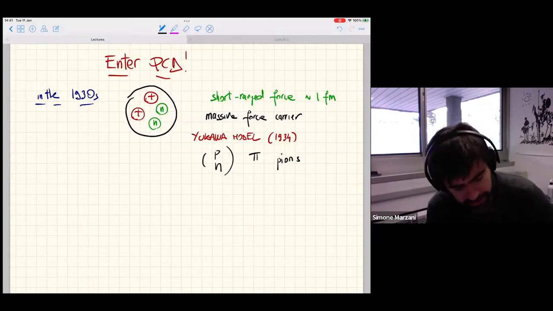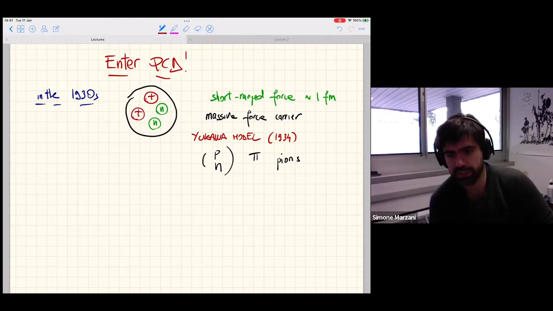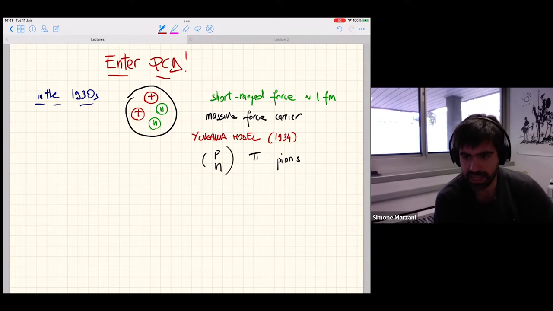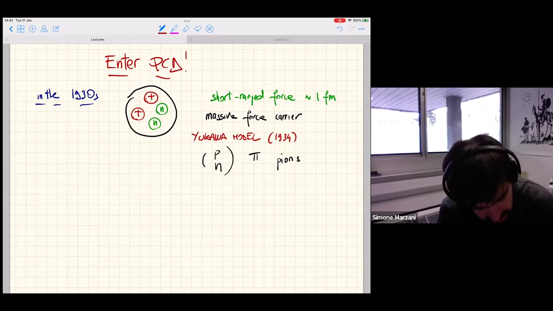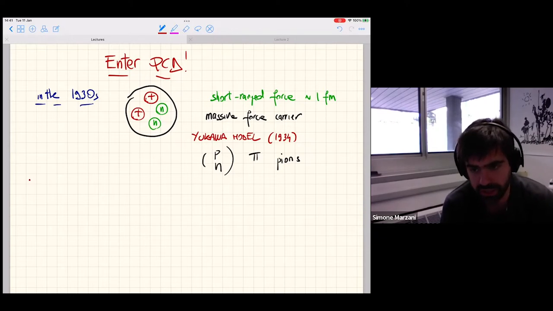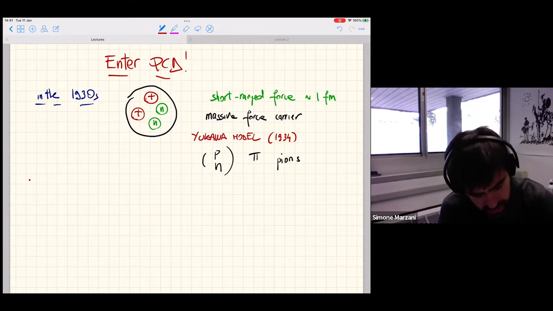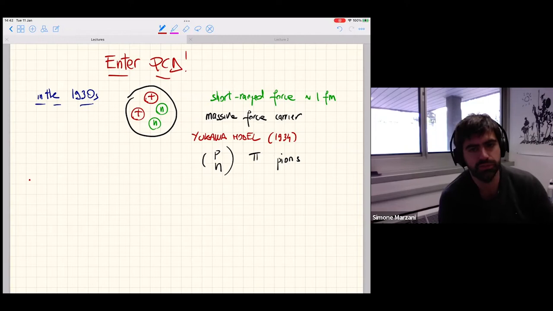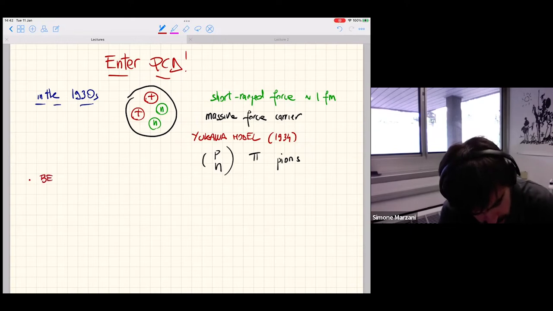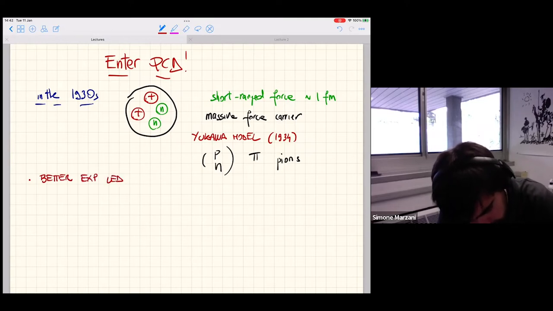And as often happens, our experimental colleagues don't sit on their hands and try to do better and better experiments. And really, this is an example where improvements in experimental techniques, reach and precision led to a revolution. The experiments that came essentially after the war led to a completely new range of phenomena that needed an expansion. So we can say a better experiment led to a revolution.